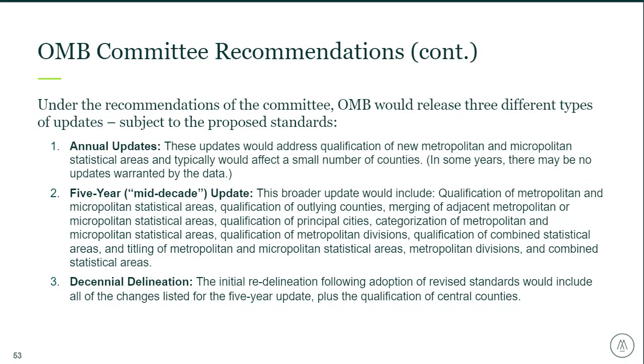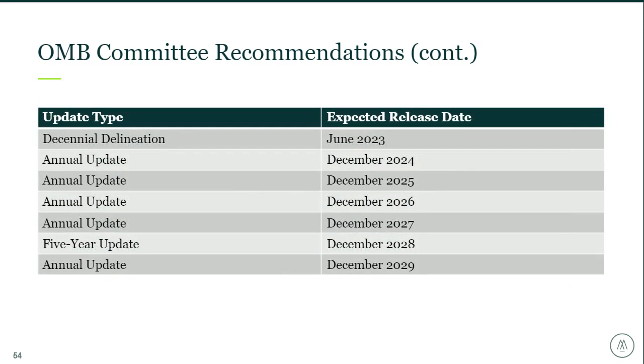And then under the recommendations of the committee, OMB would release 3 different types of updates. You have your annual update, your 5-year update, which is the more broader update, and then the decennial delineation update, which includes the 5-year update plus the qualification of central counties. And below is the update type and expected release date. As you can see, the decennial delineation is expected to be June of 2023 this year.